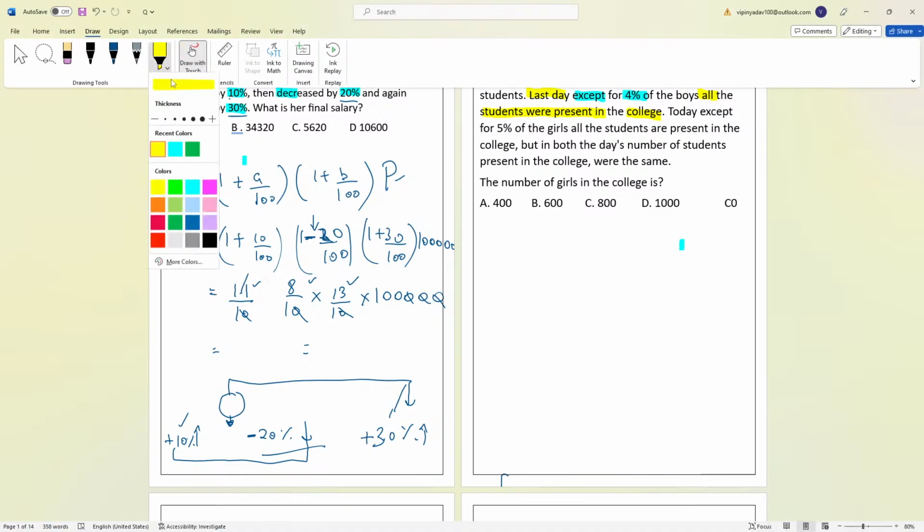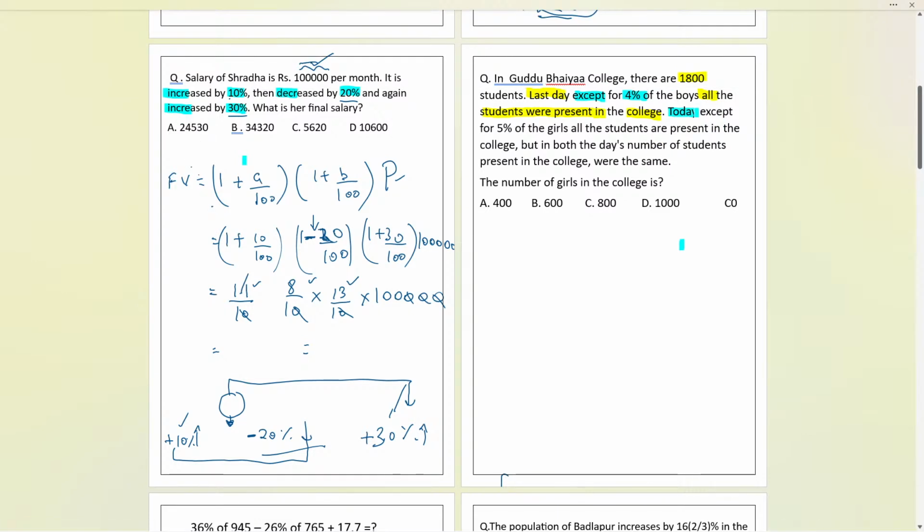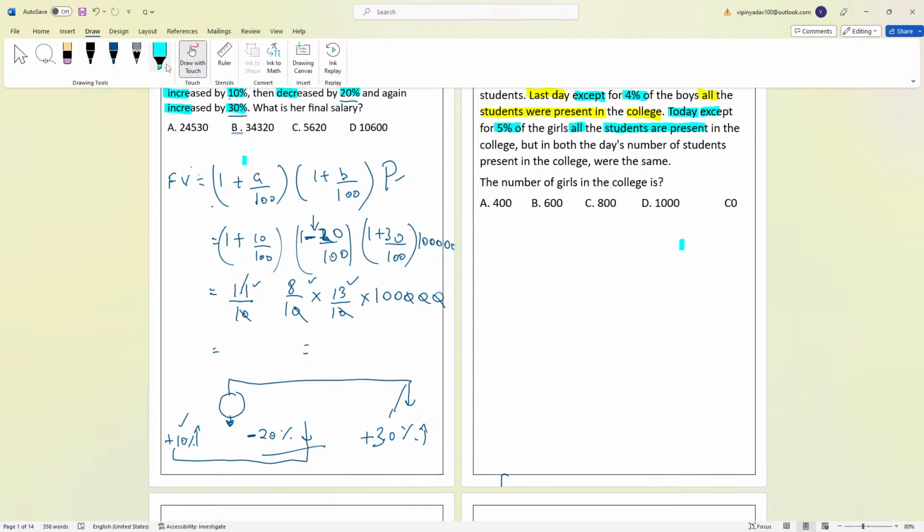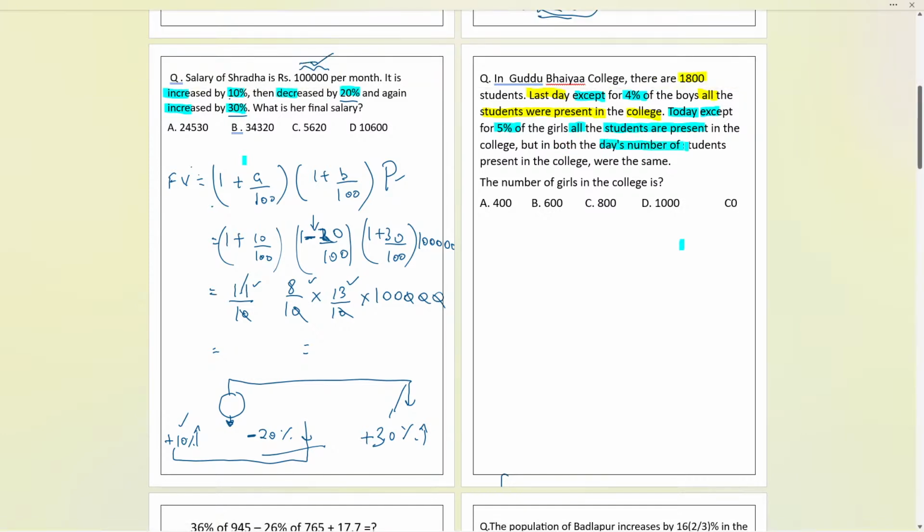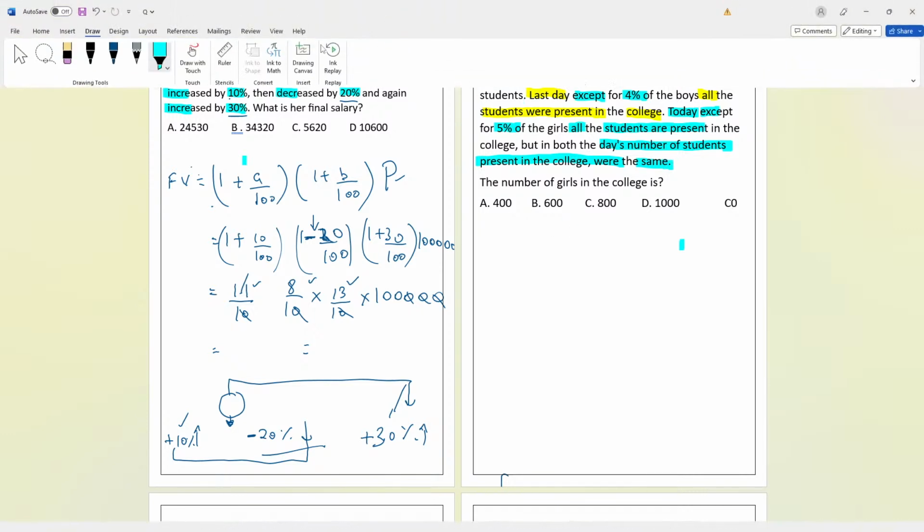Let us see the next part. Today, except 5%. Now this is the second condition given in the question. Today, except 5% of the girls, all the students are present in the college. So two different conditions we have to think about and frame the equation. Let us read again. It's saying that in both days, the last day and the present day, the number of students present in the college was the same. Now it is giving us a hint. Let us use the hint and see what we can do in this question.